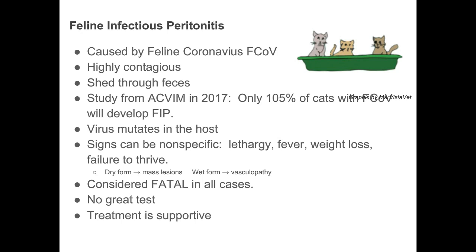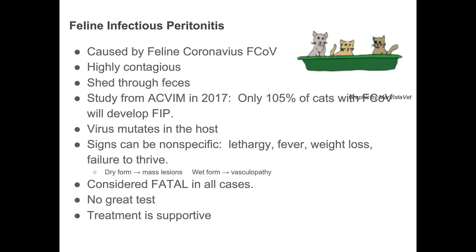So the coronavirus will mutate within the host. There are specific host factors that cause this to happen. We don't know 100% what they are, but the coronavirus will change into a different form and cause feline infectious peritonitis. Signs are nonspecific. You'll have lethargy, fever, weight loss, failure to thrive, which is kind of what anything can cause. The dry form can happen later on in life, where you'll see mass-like lesions.